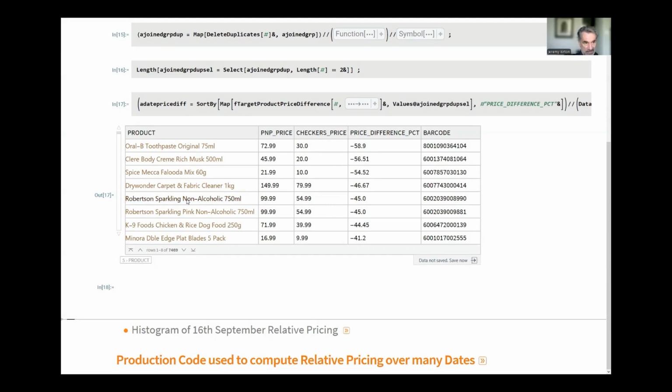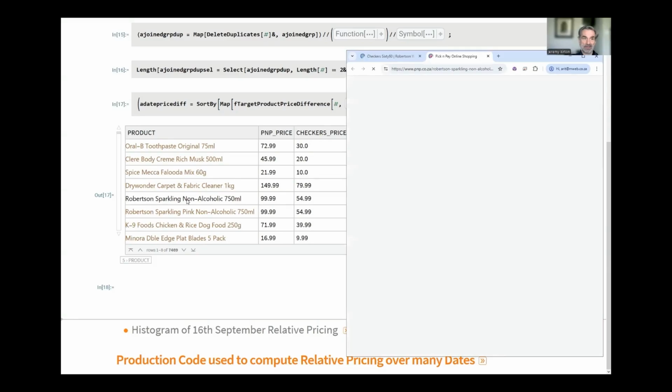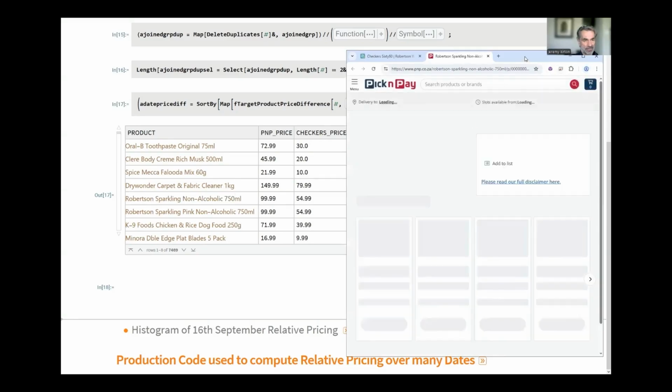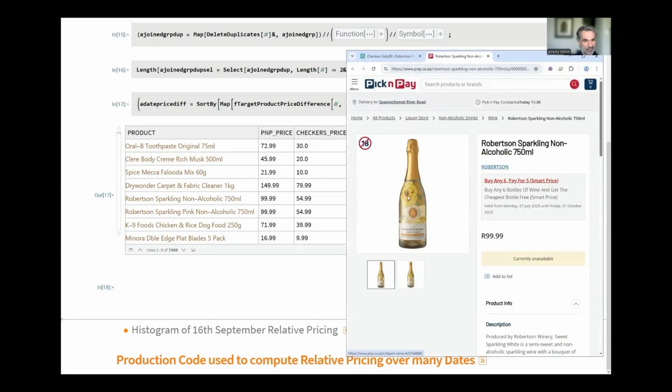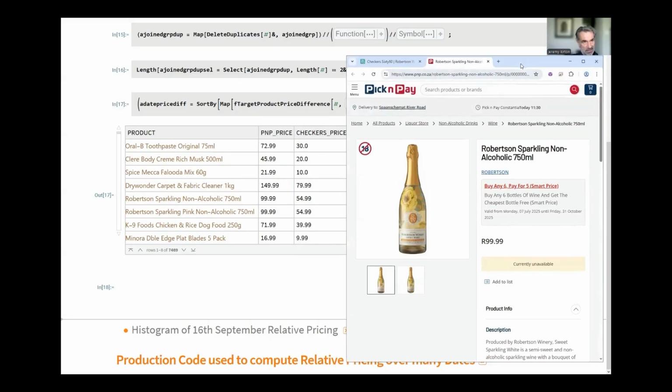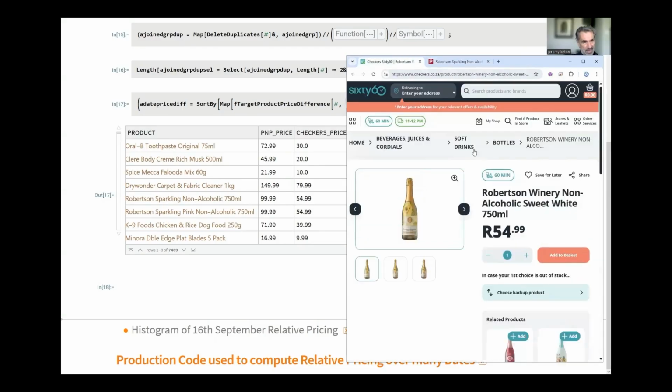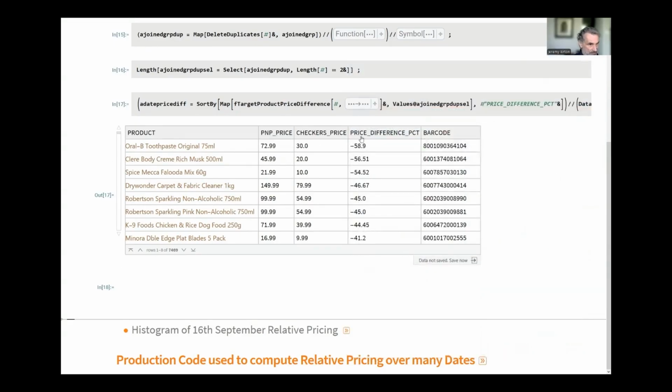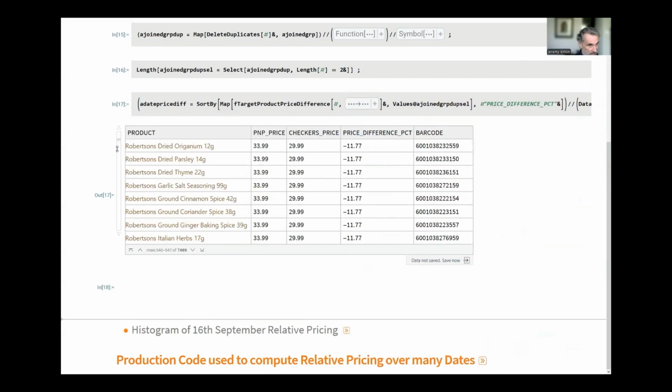Let's check that that's the case. Just opening a browser with the Pick and Pay online store with that product, just under 100 Rand. And then the Checkers, same product, just under 55 Rand. So indeed, Checkers is 45% cheaper than Pick and Pay on this particular product. So this relative price difference, 45% of this product, there's 7,500 of them.